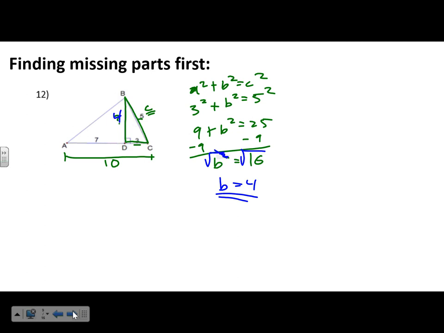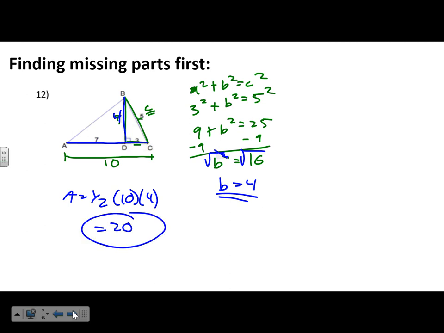So don't quit now, because that's where a lot of people do. That's where they stop. Don't forget, we're looking for the area. So we have the height now is 4. We said the base was 7 and 3, so it's 10. So the area is 1/2 times 10 times 4, which should be 20. Again, there is no inches or meters, so you just leave it as 20.